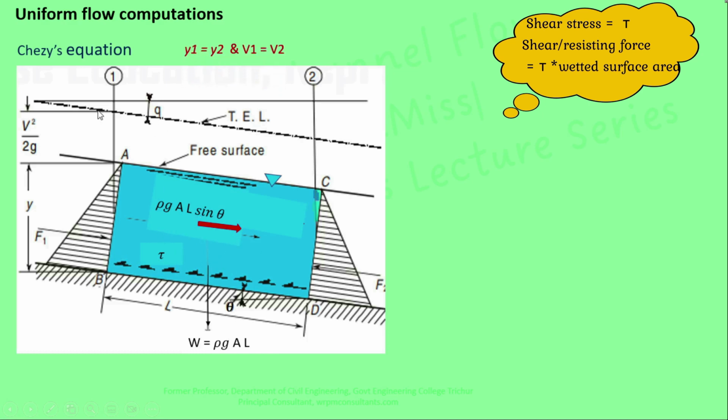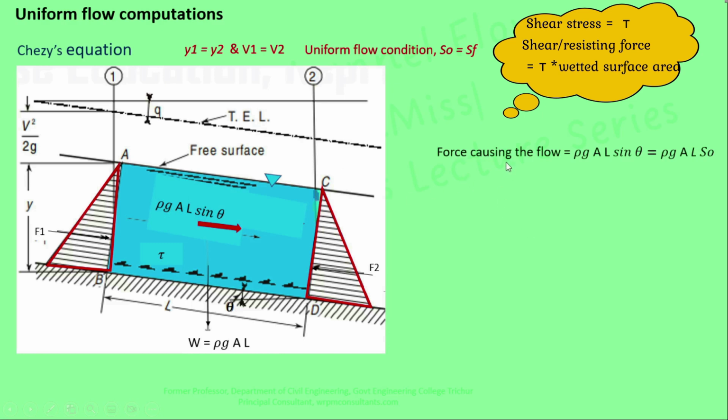Since it is uniform flow, y1 equal to y2 and v1 equal to v2. Since y1 equal to y2, the pressure forces F1 and F2 are both equal. So the only forces acting on this flow segment are the weight component in the direction of the flow and the resisting force which is opposing the flow. The uniform flow condition is S0 equal to SF. So the weight component in the direction of the flow, or the force causing the flow, is equal to rho g into AL into S0, since sin theta is represented by the bed slope S0. And the resisting force acting on the wetted surface area is equal to tau into P, the wetted perimeter, into L.